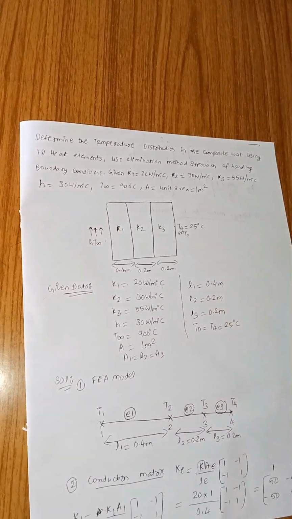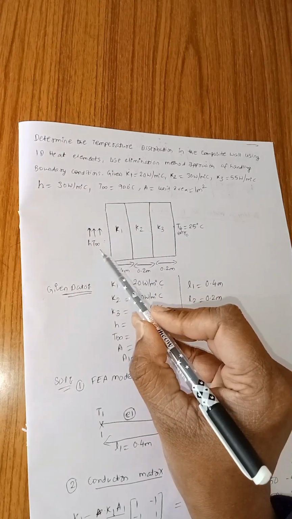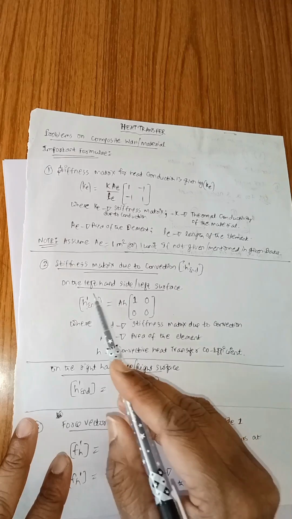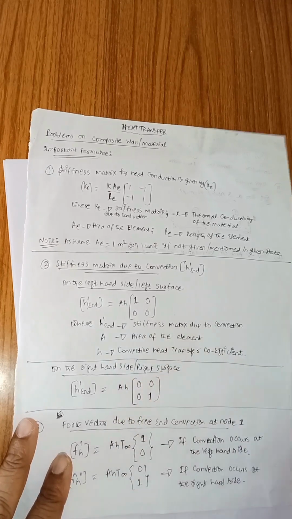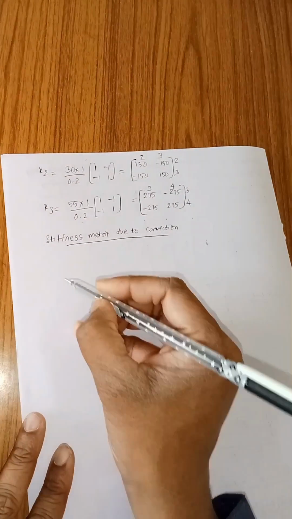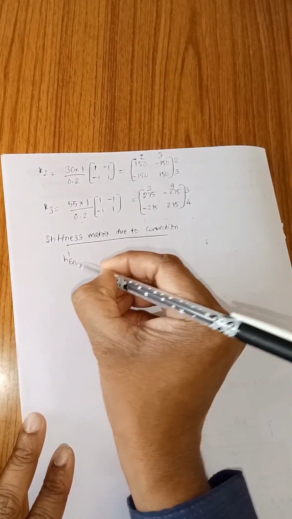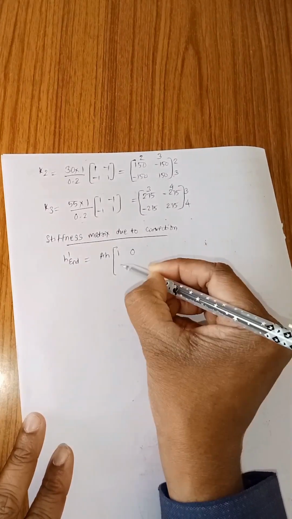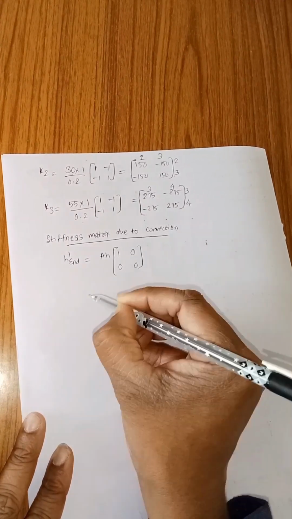So always remember that. In this problem it is given on the left hand side, therefore we use the left hand side formula, h' equal to AH times [1 0; 0 0]. Let me try to write that formula. So h' equal to A into H times [1 0; 0 0]. So what is A?